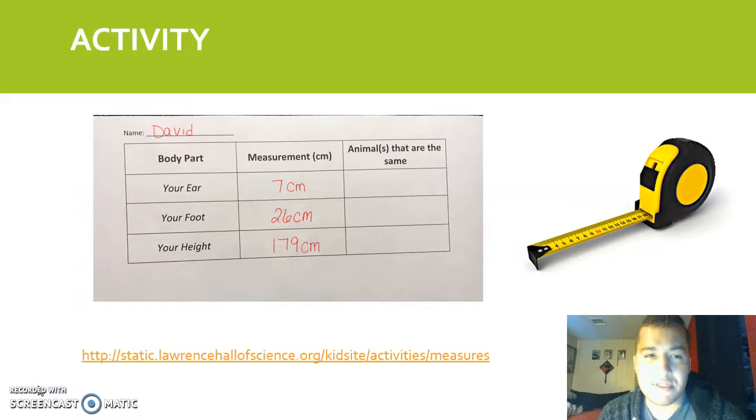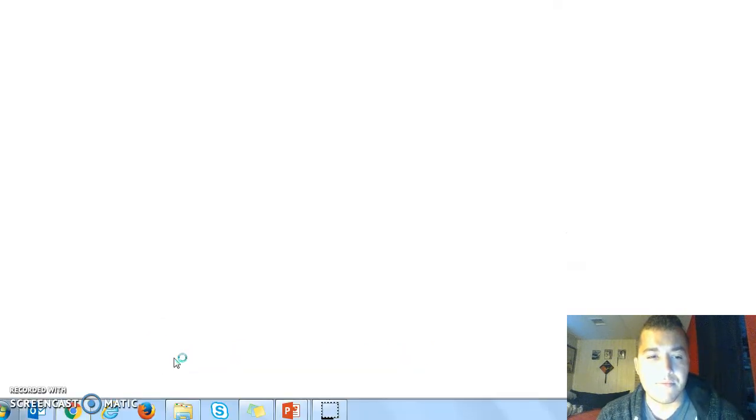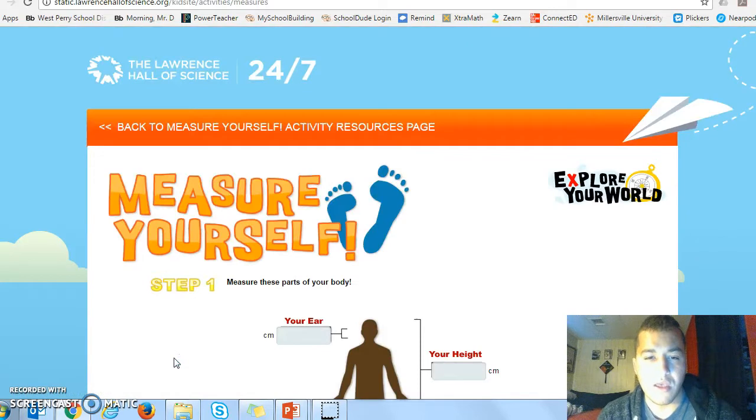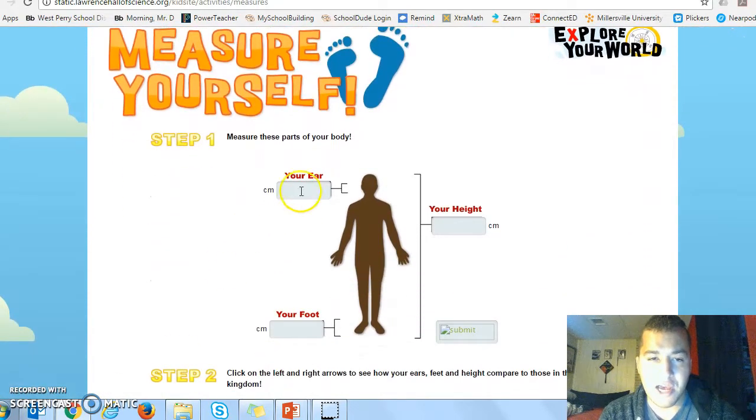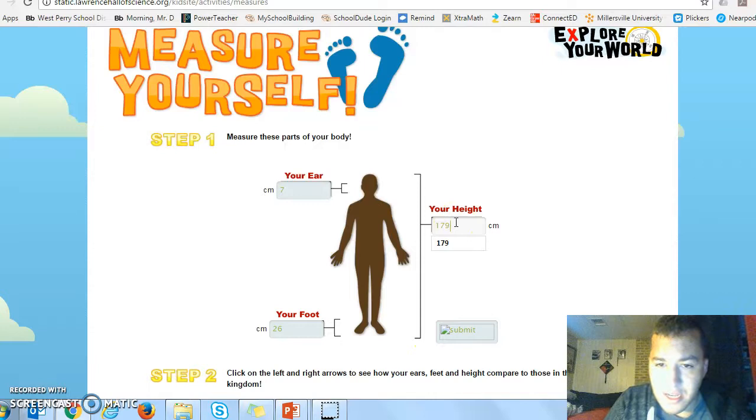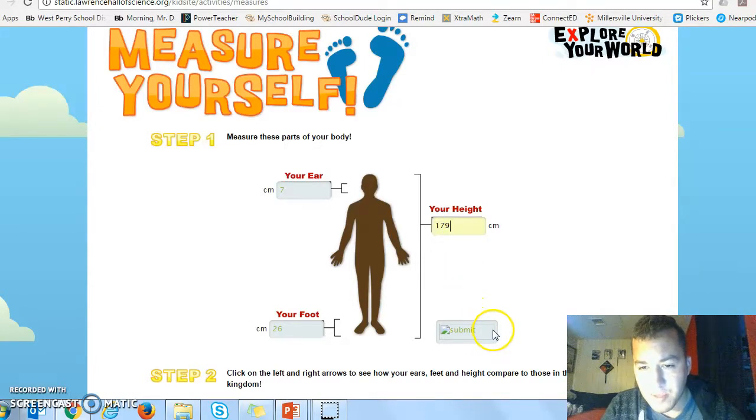So for this activity, you can see I did this activity on my own with a tape measure. I measured my ear, my foot, and my height. And then I go to this website, and I input my measurements. So my ear was 7 centimeters, my foot was 26 centimeters, and my height was 179 centimeters. And then I click the submit button.